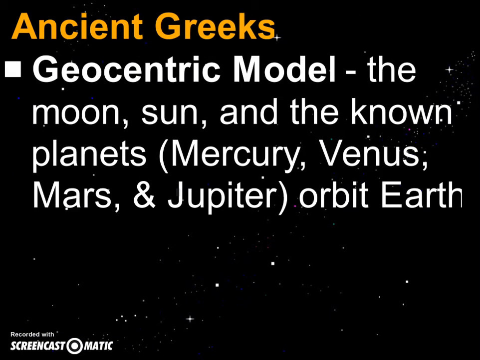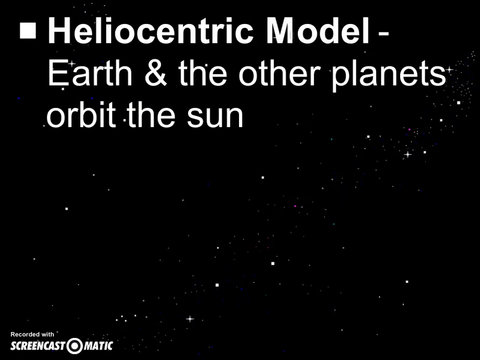So we're going to start out with the ancient Greeks. They are the originators of astronomy, and they actually came up with what is known as the geocentric model. And that's where they stated that the moon, the sun, and any other planets that they knew about, everything orbited Earth. So this is an Earth-centered model. Okay? So anything else is orbiting around the Earth. The Earth is the center. But what we know today is the heliocentric model. So Earth and everything else is orbiting the sun. So it is a sun-centered model.